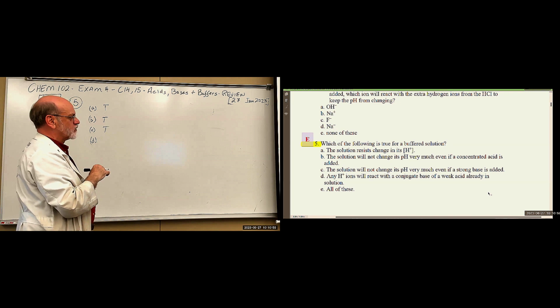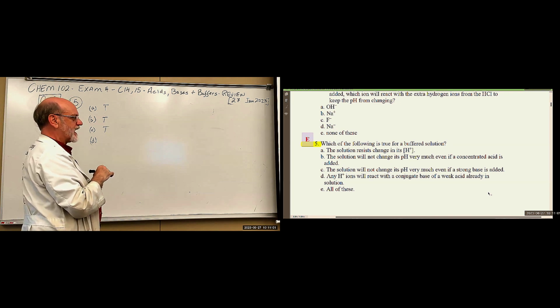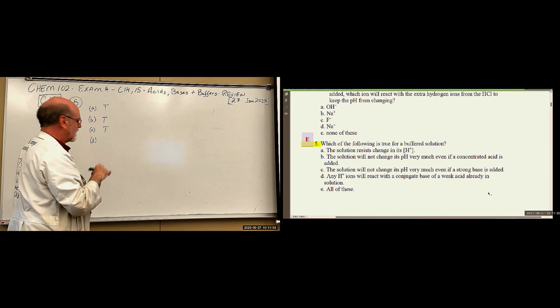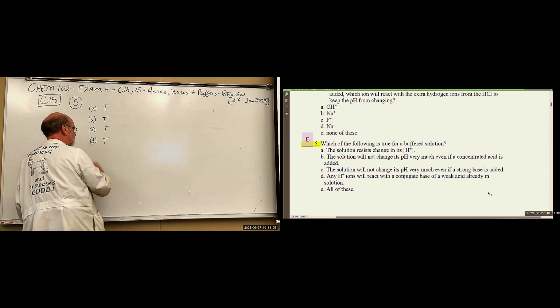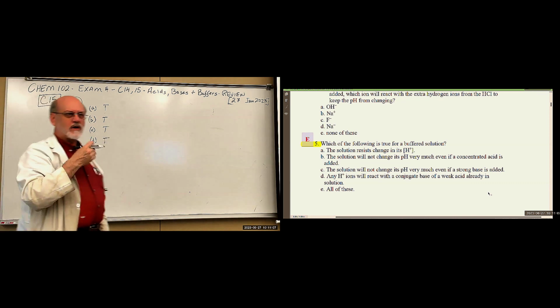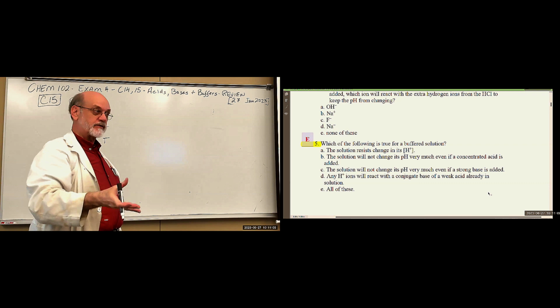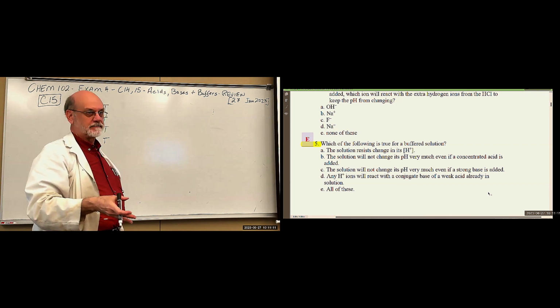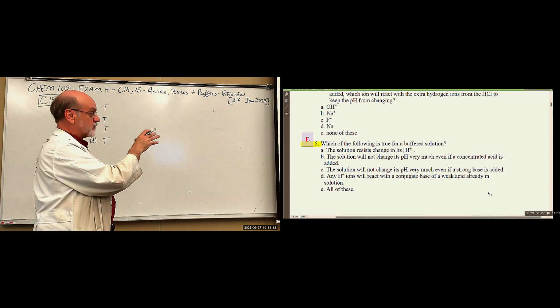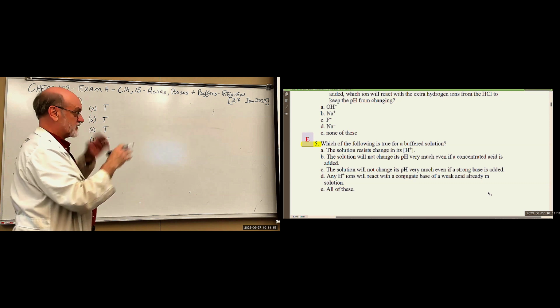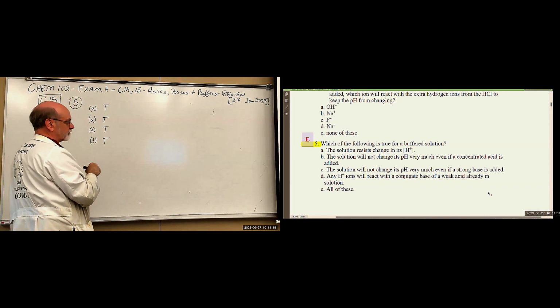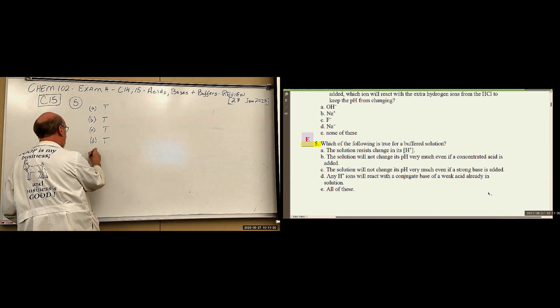Any hydrogen ions will react with a conjugate base of a weak acid already in solution. That's true as far as it goes, right? But we already know that we can make buffered solutions with weak bases too, right? But that statement in and of itself is true. All right, so all of these are true.